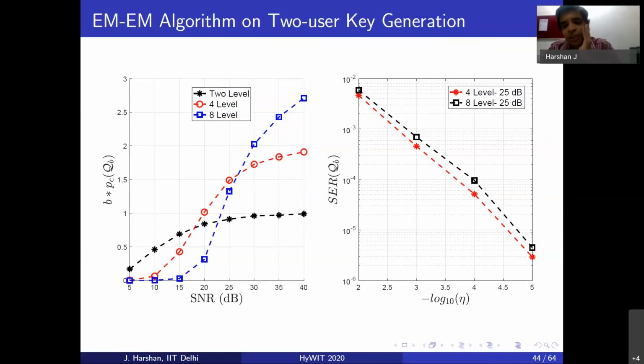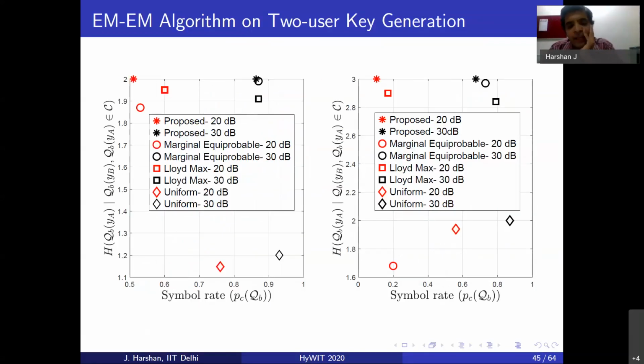We have tried this on two-user key generation to start with, and this is basically the result that we get in terms of the bits per second secrecy rate. If you choose 2 levels, you would get this, 4 levels and 8 levels and so on. And we were also able to compare the guarantees in terms of entropy, because that is one of the key features of this.